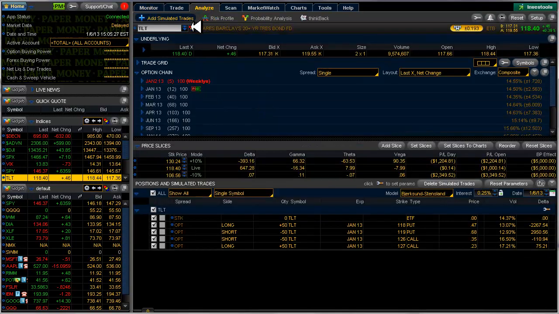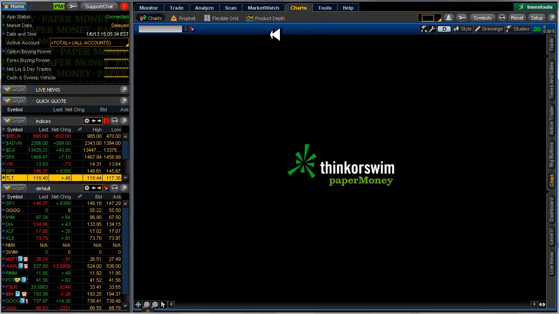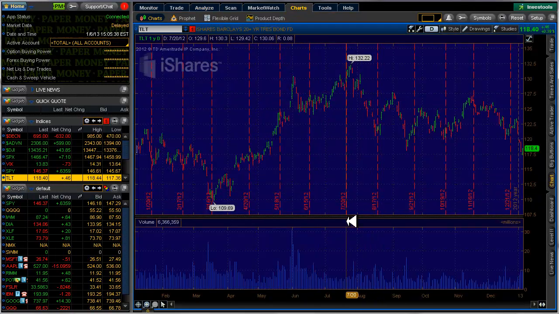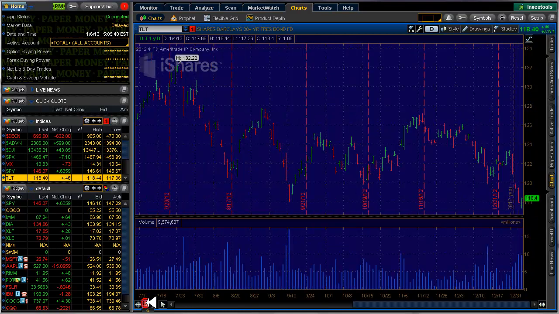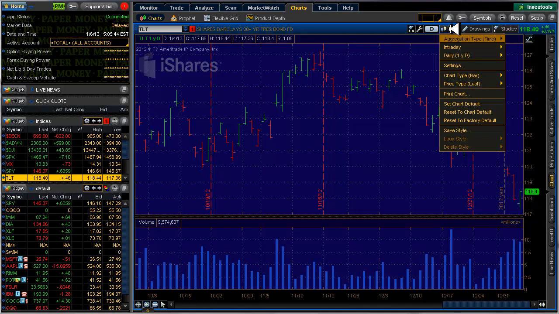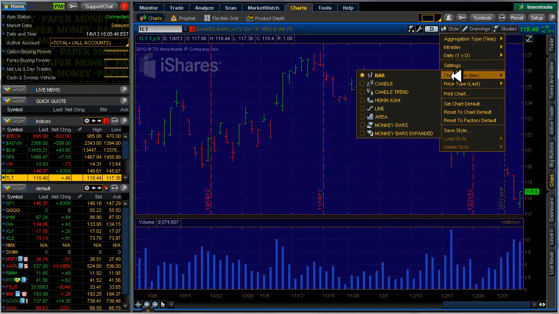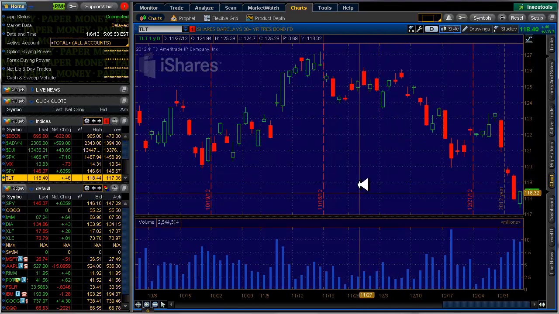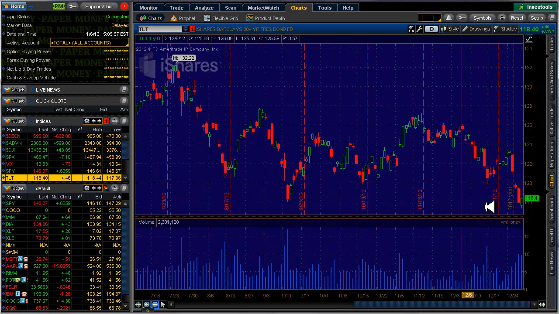So I'm going to sync these up here. I'm going to make this red and make this red so that everything stays synced up. I'm going to go to charts and make that red too, so we can get a look at what TLT's been doing. Let's change this. I like candles. I'm going to zoom back out just a little bit here.